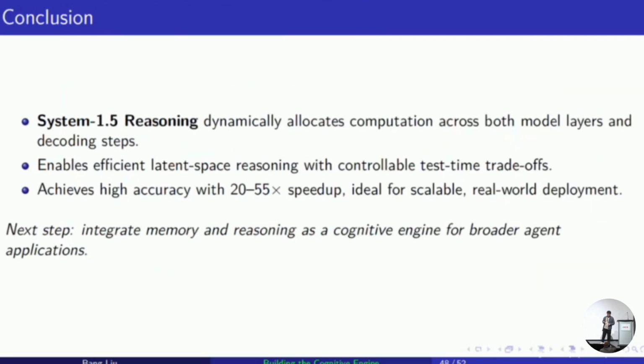To summarize, what we call System 1.5 reasoning dynamically allocates computational resources across both model layers and decoding steps. So it's both vertical and horizontal directions, and it enables efficient latent space reasoning with controllable test-time trade-off, and also achieves high accuracy with a lot of speedup, which is ideal for scalable real-world deployment.